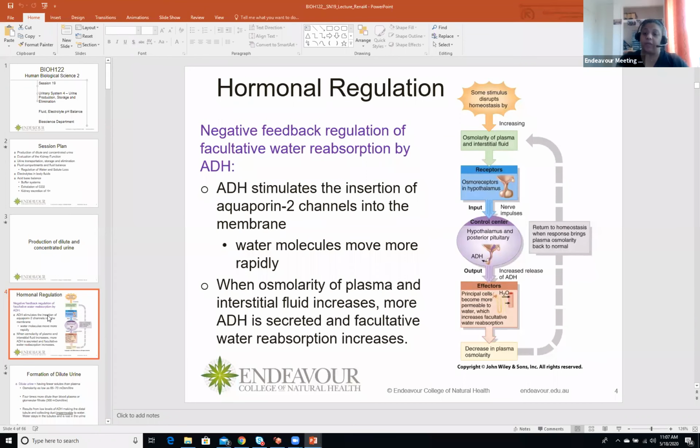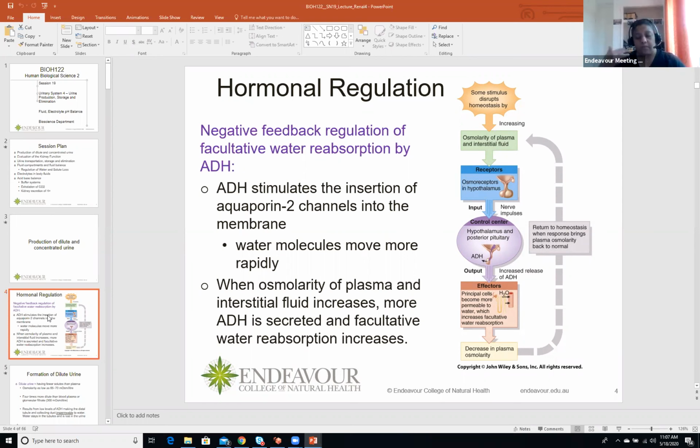Usually, as I explained earlier, the ascending limb of the loop of Henle, the DCT, and the collecting ducts do not absorb as much water back into the blood capillaries, right? But if your body needs that extra water, then it will release antidiuretic hormone. The signal for release of antidiuretic hormone from the posterior pituitary is basically the salt concentration in the plasma.